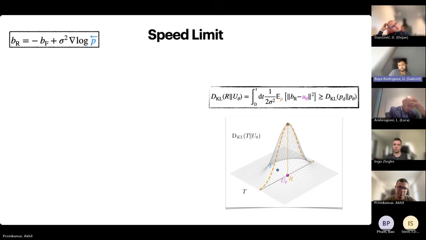So what you're saying is that this parameterization allows you to capture all the information, while in the score matching loss, there's a gap.